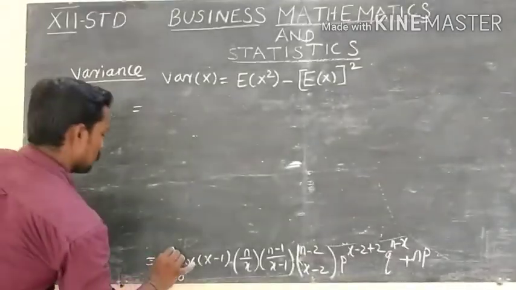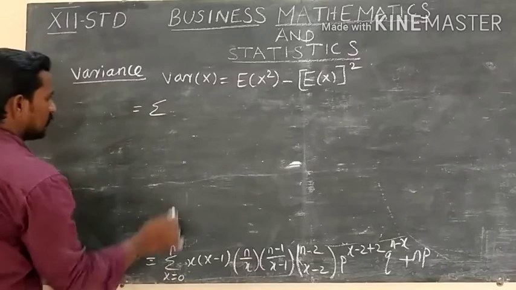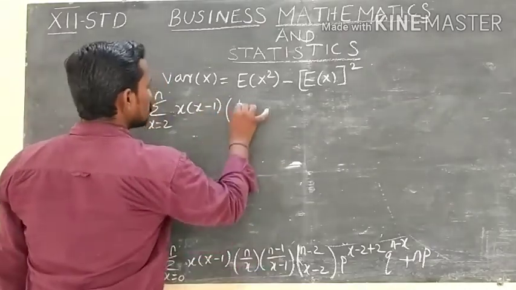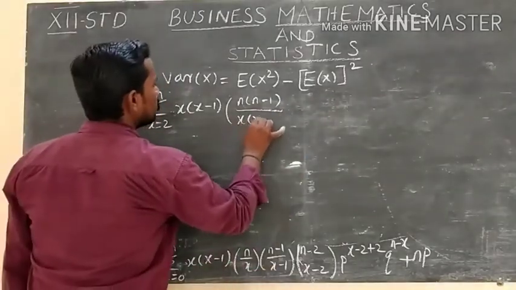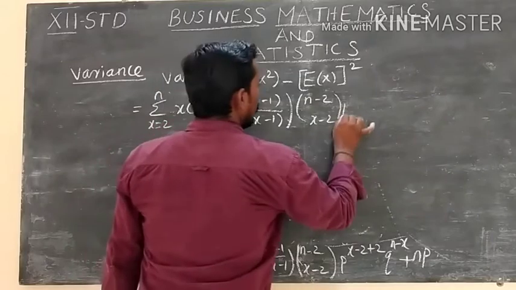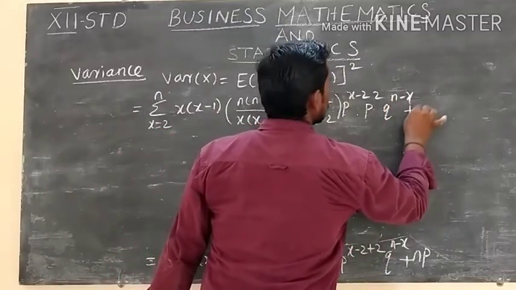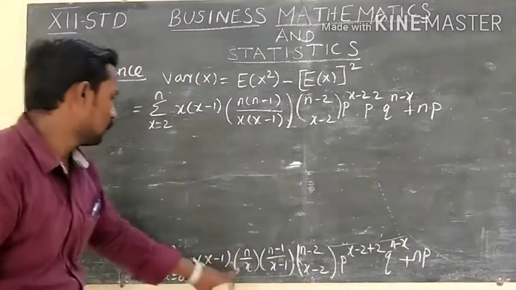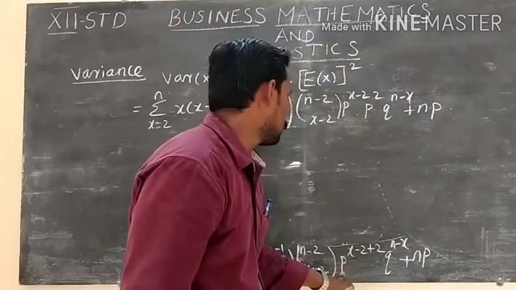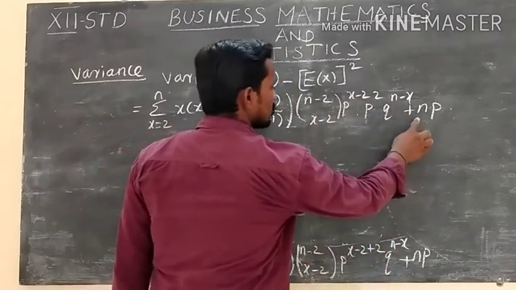Next, summation. Here I write n minus 2 C x minus 2. So here change the x value, x is equal to 2 to n, x into x minus 1 and then n into n minus 1 divided by x into x minus 1. Then n minus 2 C x minus 2, p power x minus 2, this is p power 2, and q power n minus x, plus np. Okay. This is the same. Here I multiply n into n minus 1, x into x minus 1. Then these all are the same. Here split the p values using the product rule: p power x minus 2 plus 2 is written in the form of p power x minus 2, p power 2. Then q power n minus x, plus np.